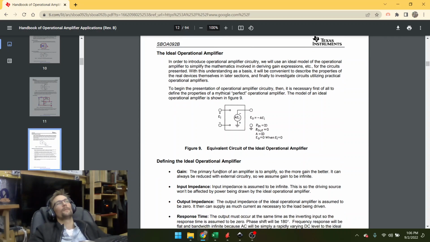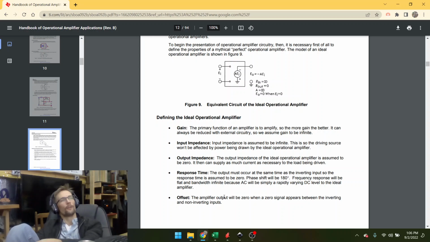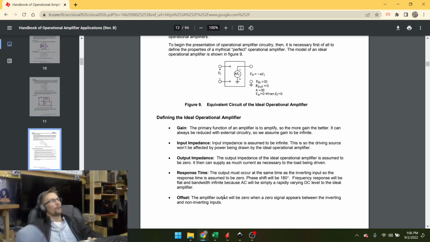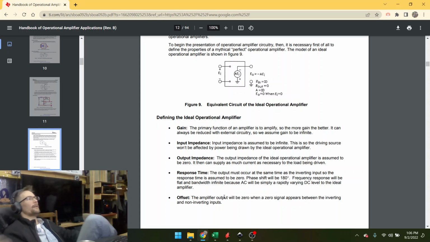And that's, yeah. So if you're an AI researcher and you're looking for circuits to implement math functions, don't forget the op amp with its ideal characteristics, which have been known for decades. So gain, input impedance, output impedance, response time, offset.